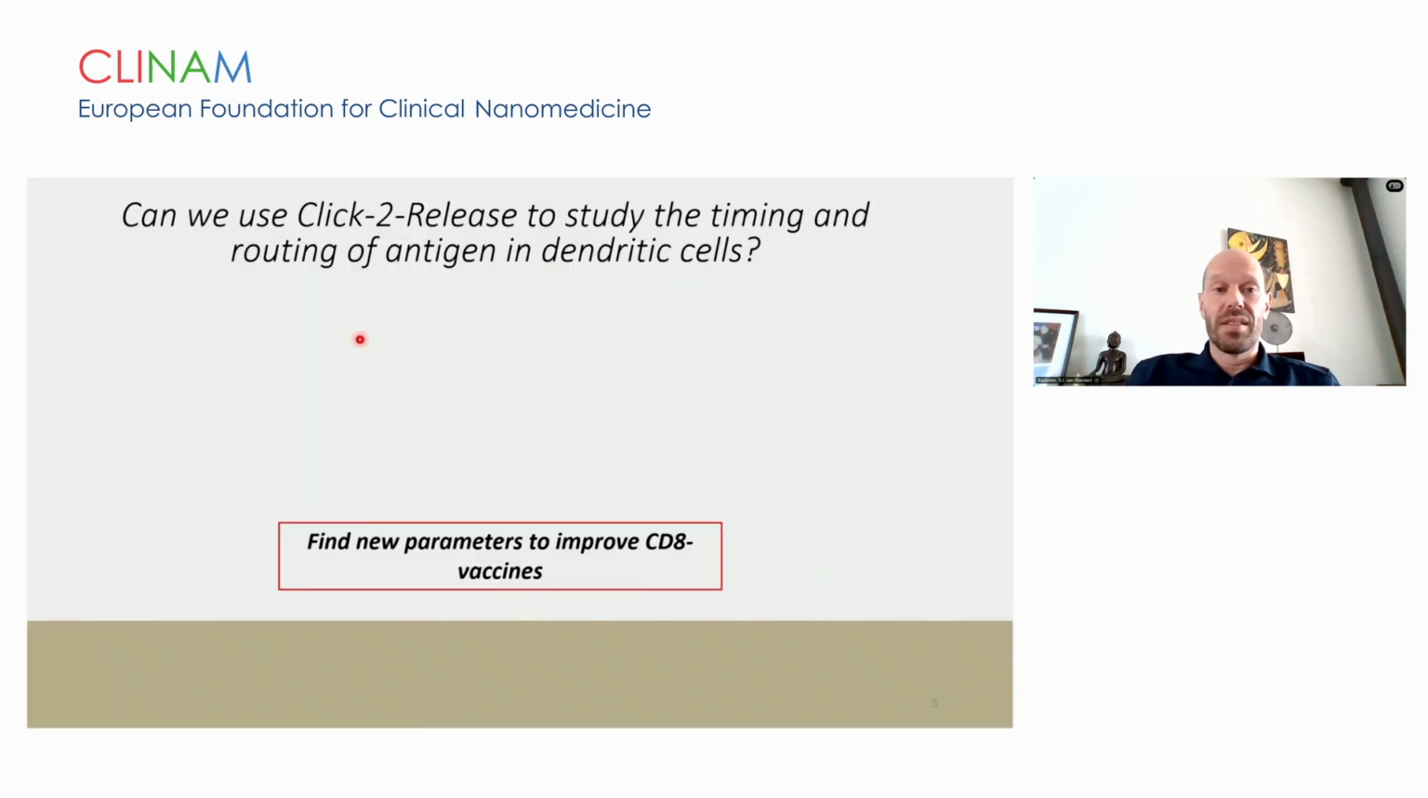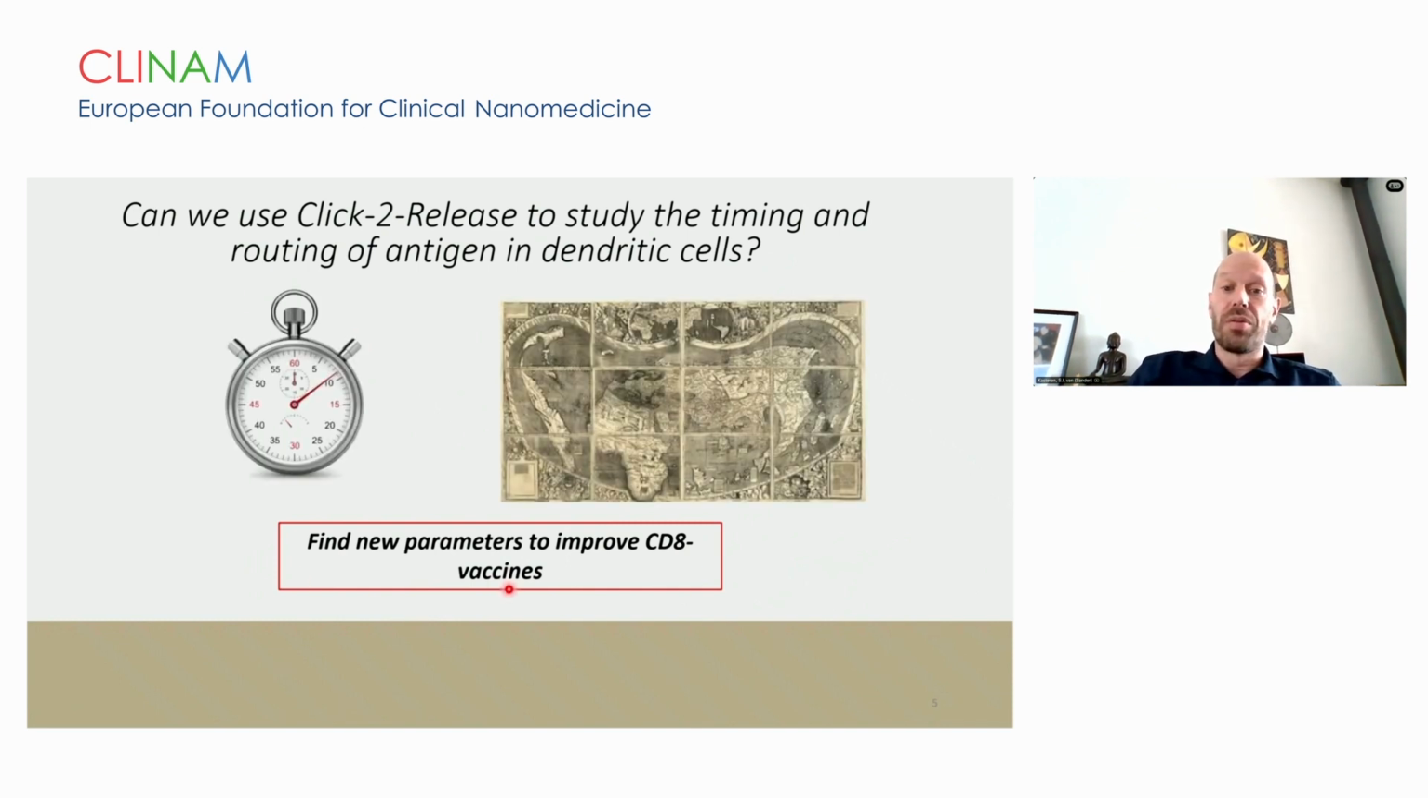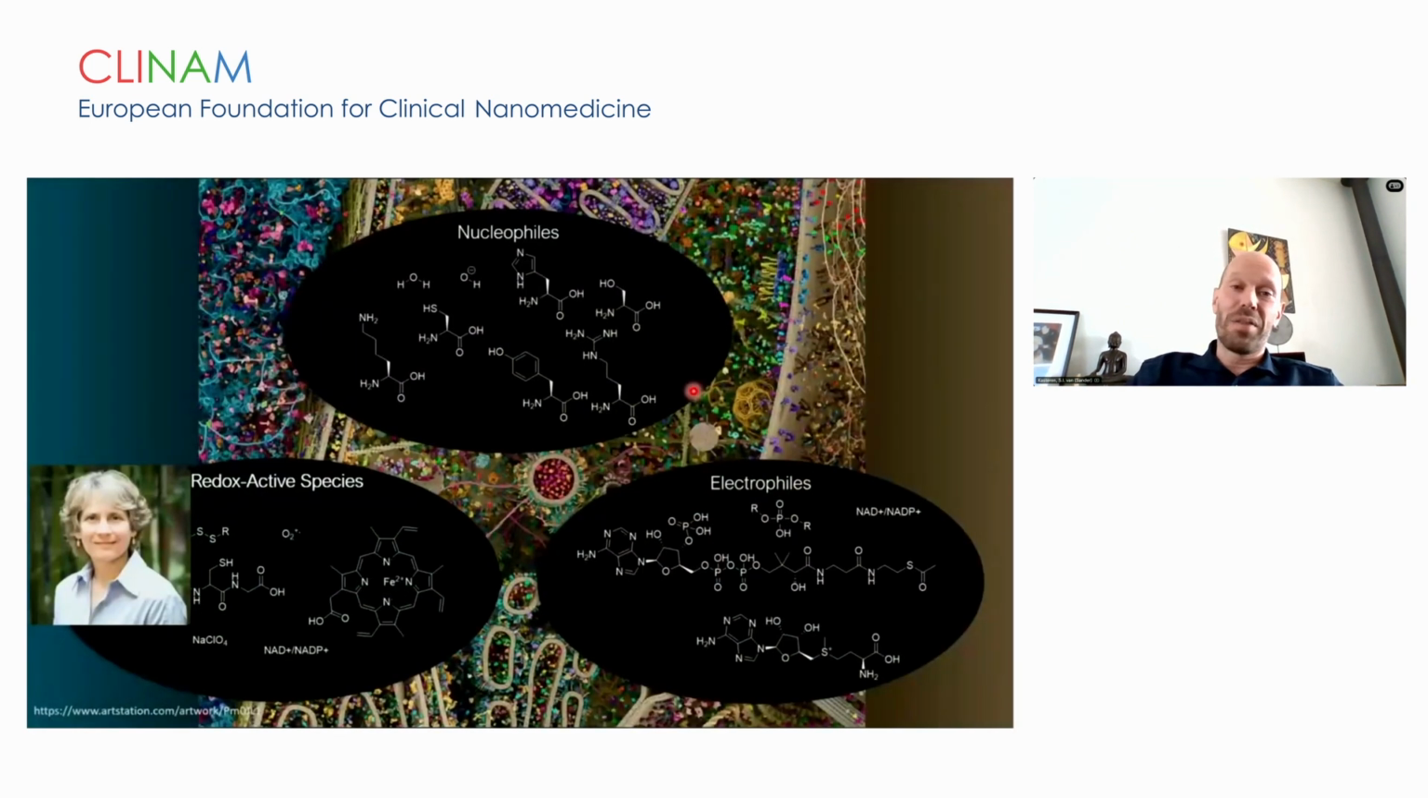So I thought, can we use click-to-release chemistry to study the timing and the routing of these antigens in living dendritic cells and eventually in vivo, so that we can find new parameters to improve CD8 or cytotoxic killer T cell activating vaccines. So I want to look at 2 projects, one involving timing and the other involving the routing of antigen, and we use click-to-release chemistry for both. I don't have to introduce click chemistry, Nobel Prize last year.